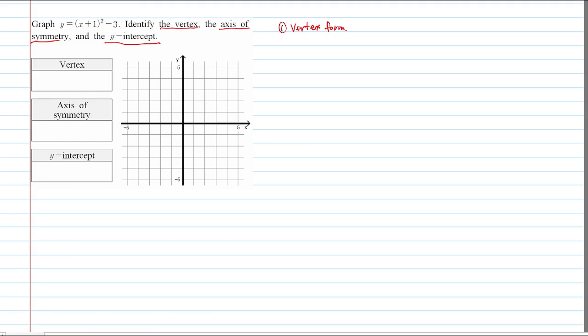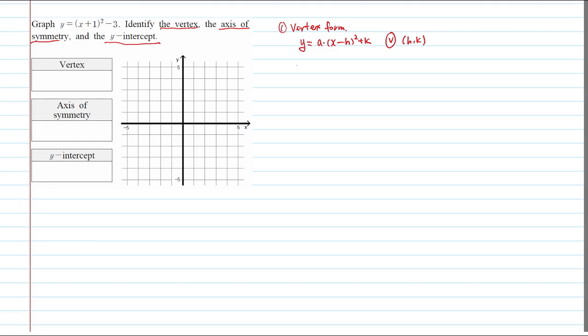Transformation will help you to understand other functions as well in the future, so definitely this is something that you need to understand. Now the vertex form, y is a times (x − h)² + k. Your vertex will be (h, k). You can certainly find the axis of symmetry from this, but we'll skip that for now.